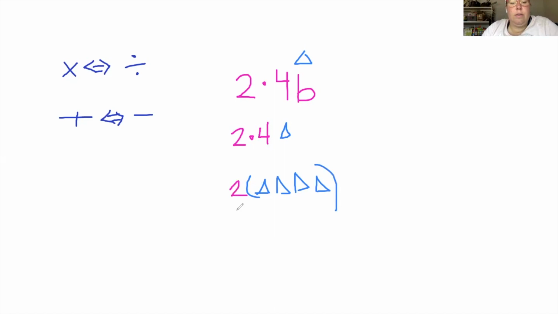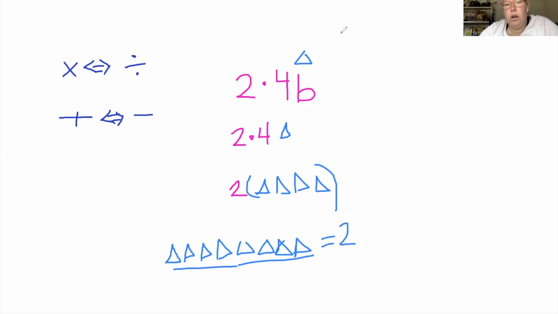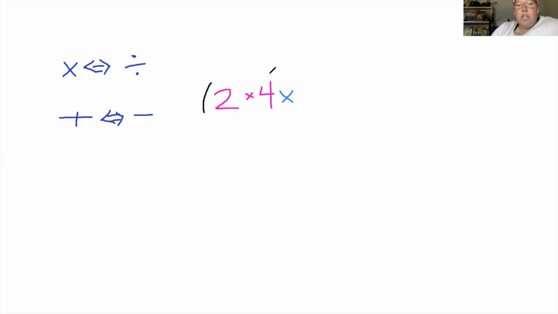And 2 groups of 4 pawns. What does 2 groups of 4 pawns mean? 1, 2, 3, 4, that's group 1. 1, 2, 3, 4, that is group 2. So how many pawns do I have? I have 8 pawns, which means I have 8 x's. So notice I could have just multiplied 2 times 4 gives me 8x.